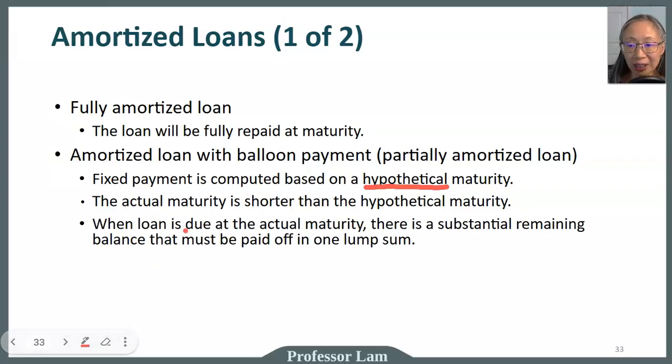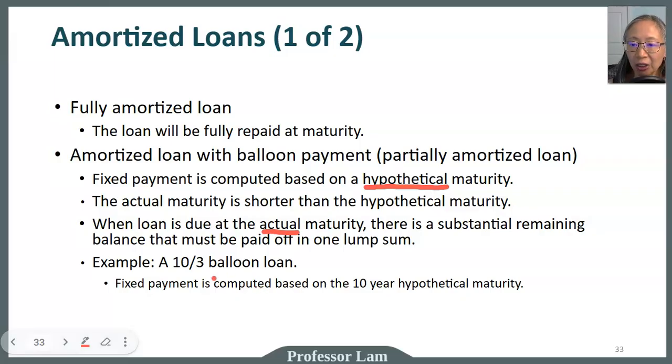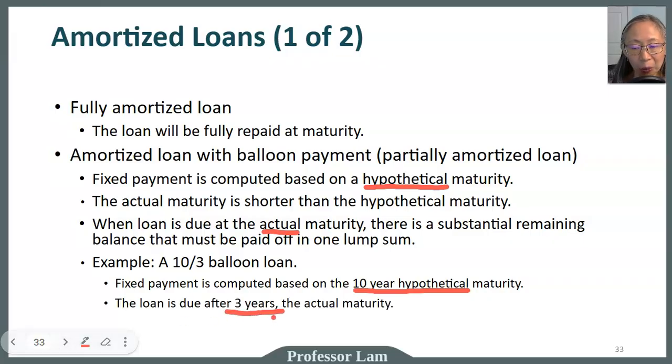When the loan is due at the actual maturity, not the hypothetical, there will be a substantial amount remaining at that point in time. Balloon loans are typically quoted again with a set of numbers. In here, a 10-3 loan. A 10-3 loan means that the payment amount is computed based on a 10-year hypothetical maturity, but the loan is actually due after 3 years. So whatever balance you have remaining after 3 years is the amount that you have to pay off.